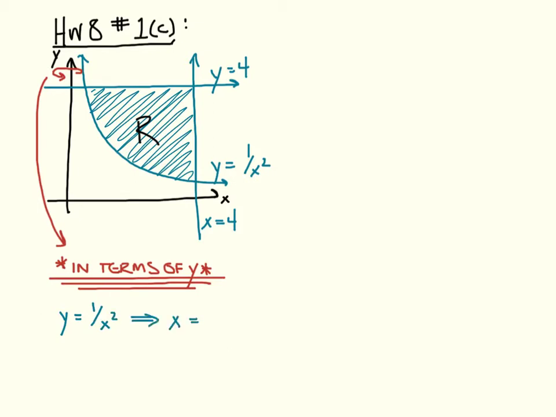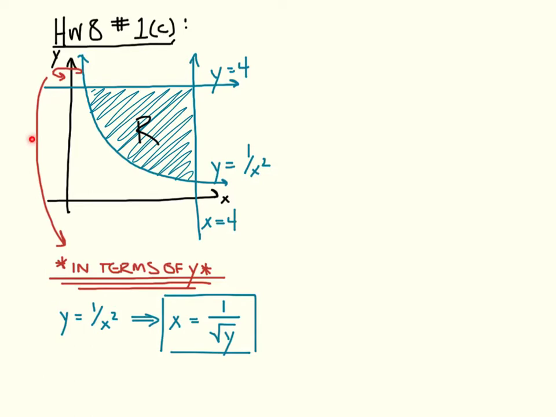If we solve it for x in terms of y, we're going to get 1 over the square root of y. A good question would be, why am I using positive 1 over root y and not negative 1 over root y? The answer is because this lies in the first quadrant. The negative version of that would be over here, in the second quadrant, and we don't need that piece.